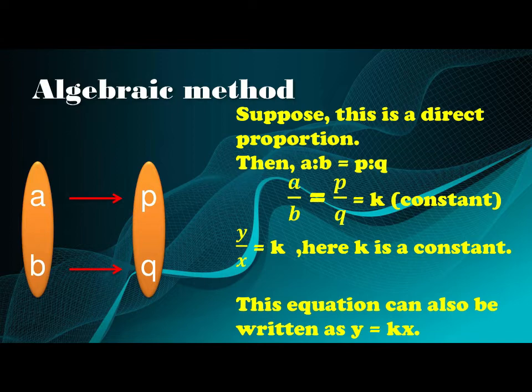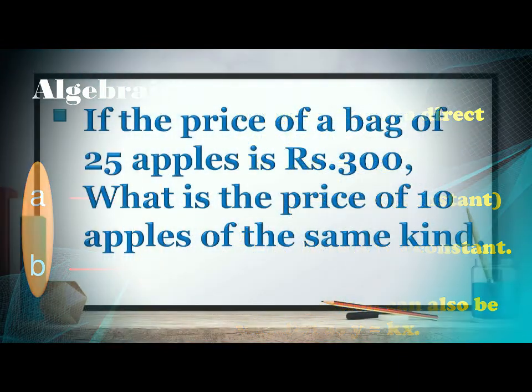We can see a diagram here. Suppose that this is a direct proportion. Then we can write two equivalent fractions, A to B equals P to Q. When we divide two different quantities, we can take the data as X and Y. It is every time a constant value. The same value is coming. We will take the constant value as K. Then we can write it as Y equals Kx.